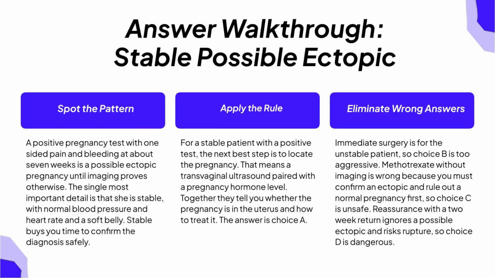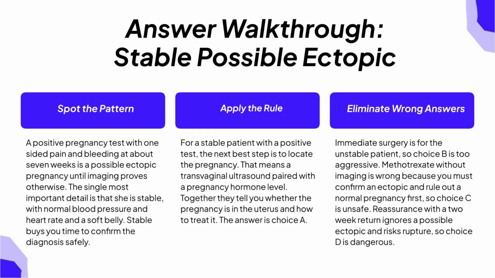First, spot the pattern. A positive pregnancy test with one-sided pain and light bleeding at about 7 weeks is a possible ectopic pregnancy until proven otherwise, and the detail that drives everything is that she is stable. Her blood pressure and heart rate are normal, and her belly is soft, which means you have time to confirm the diagnosis the safe way.